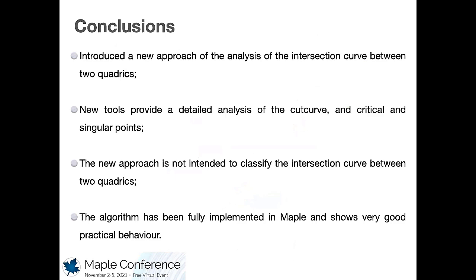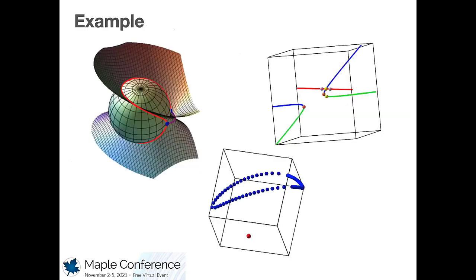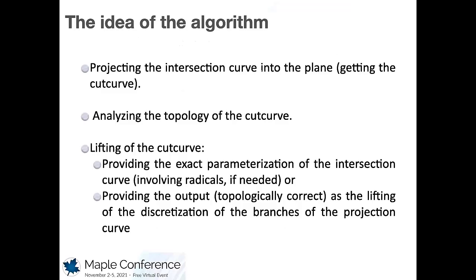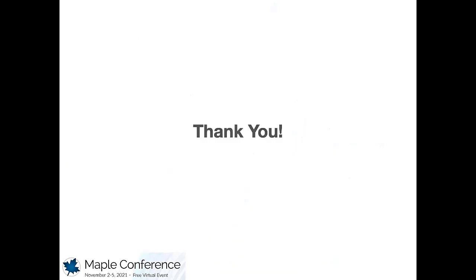Conclusions. We introduced a new approach to analyze the intersection between two quadrics. New tools were provided for the analysis of the cut curve and computation of critical and singular points, in an approach that is not intended to classify the intersection curve. This algorithm has been fully implemented in Maple and shows very good practical results. You can see our work and our tools in more detail in this paper that has been published this year. Thank you.